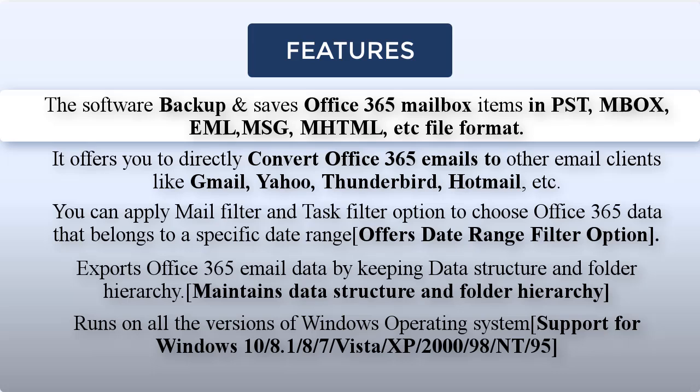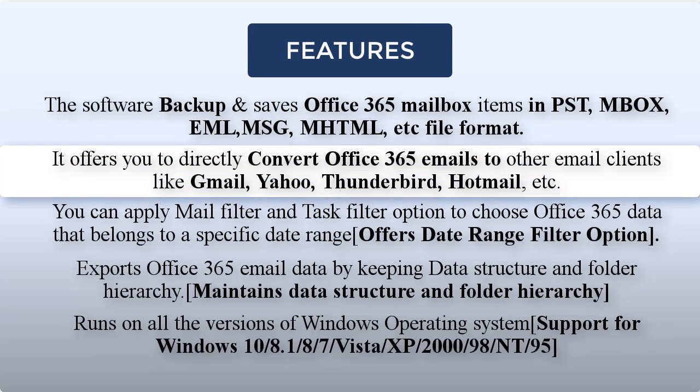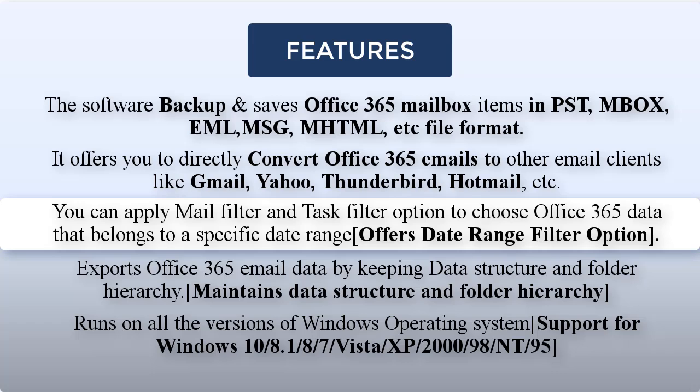The software backs up and saves Office 365 mailbox items in PST, Mbox, EML, MSG, MHTML, etc. file formats. It offers you to directly convert Office 365 emails to other email clients like Gmail, Yahoo, Thunderbird, Hotmail, etc. You can apply the mail filter and task filter option to choose Office 365 data that belongs to a specific date range. Offers date range filter option.